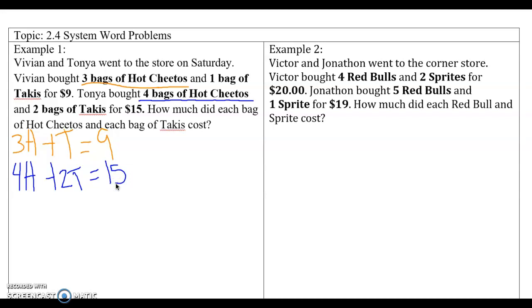So that's 2 times T equals $15. Now we have to solve it because we want to know how much did each bag of hot Cheetos and each bag of Takis cost. So when we look at these two equations and we try to add them together, we should notice that nothing is going to cancel out.